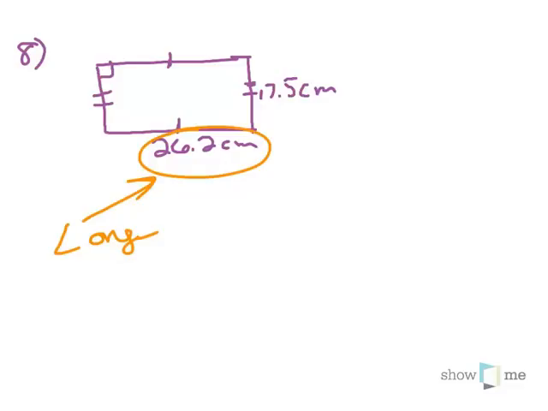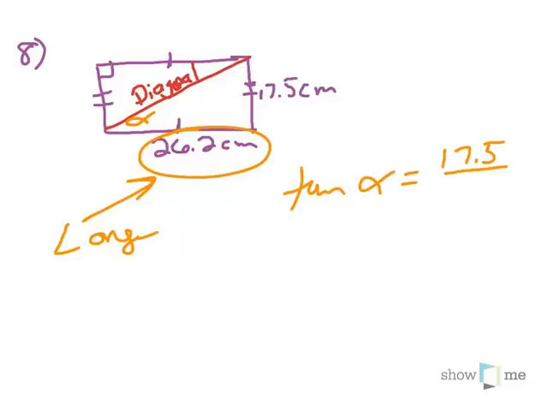Find the angle formed by the longer side and the diagonal to the nearest minute. A diagonal is a segment that connects 2 non-consecutive vertices. So this red segment is the diagonal. Once again, it says find the angle formed by the diagonal, the red segment, and the longer side. So it's referring to this angle right here, which we'll call alpha. So it's saying, figure out what alpha is. Tangent of alpha equals the opposite leg over the adjacent leg.